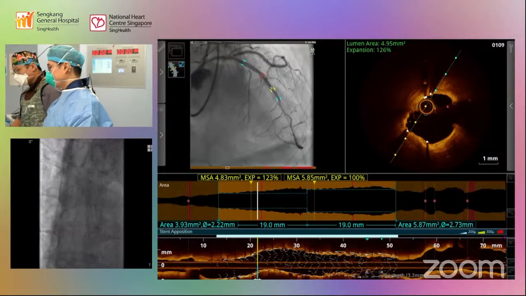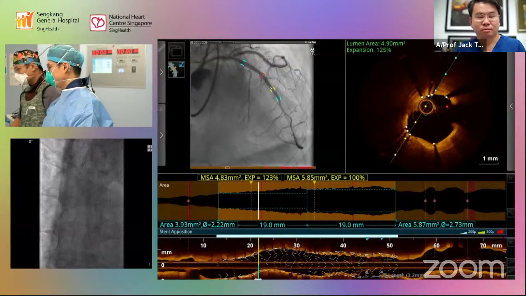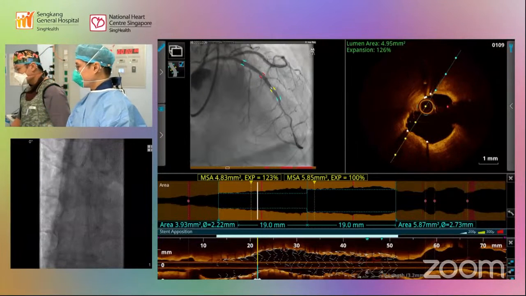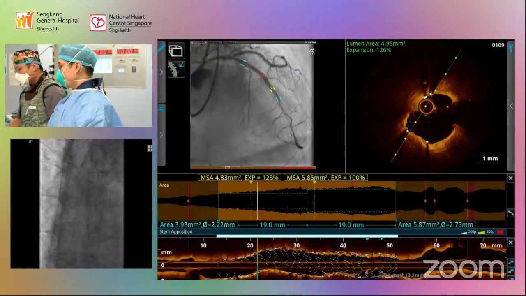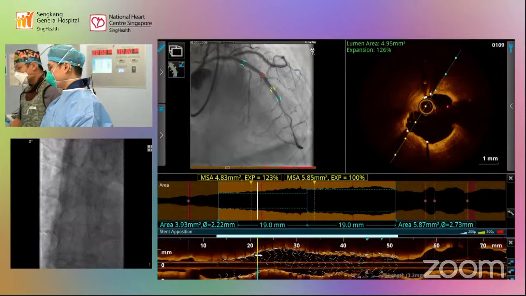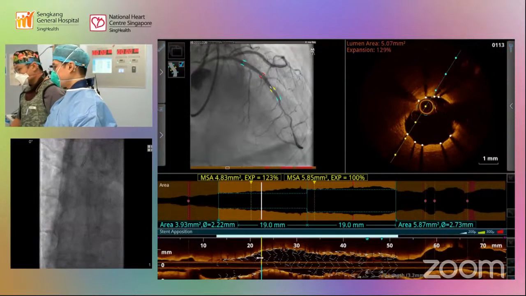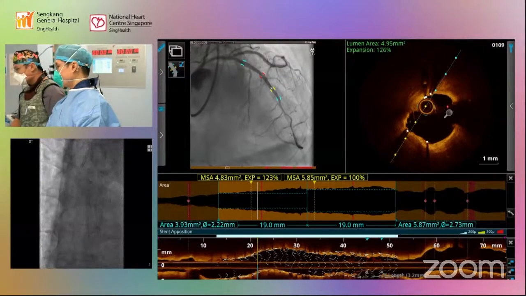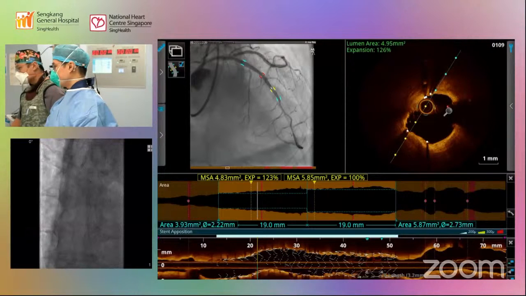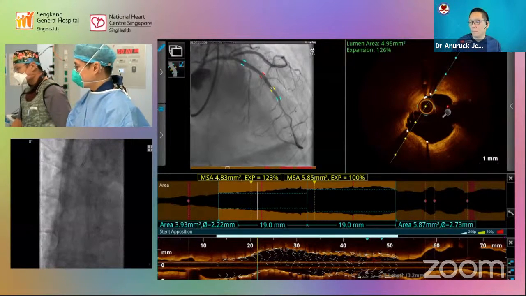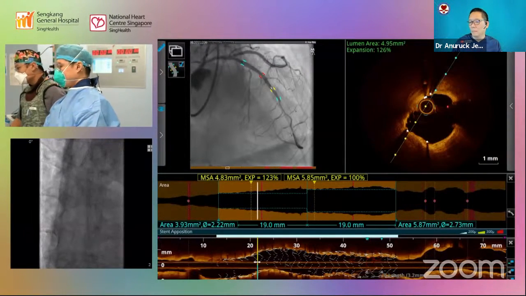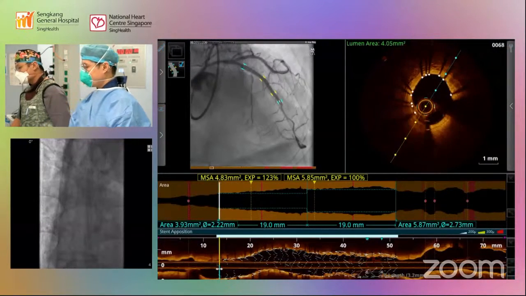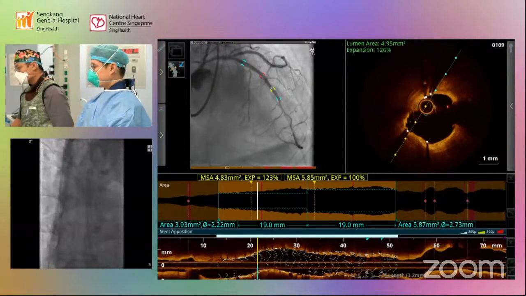Jack, can you still hear me? Go ahead, Chiang. Yeah, just to mention again, obviously when we see these automatic things that are generated by the computer, we also have to double check them. So for example, sometimes you see red dots here. So here, this is an artifact. This is a misinterpretation of the machine, thinking that this is a malapposition when it's not. So you still have to double check that, obviously, frame by frame.